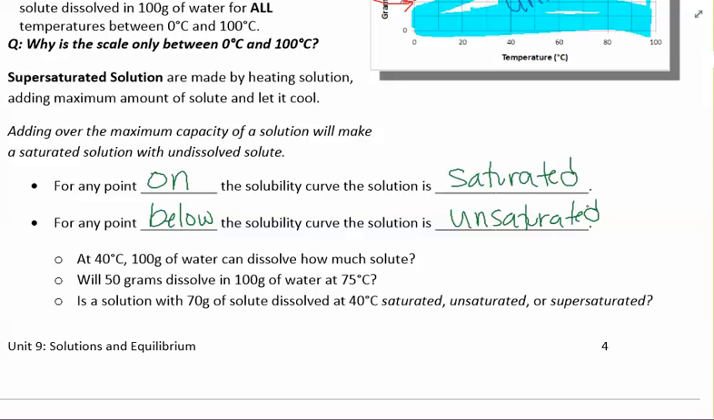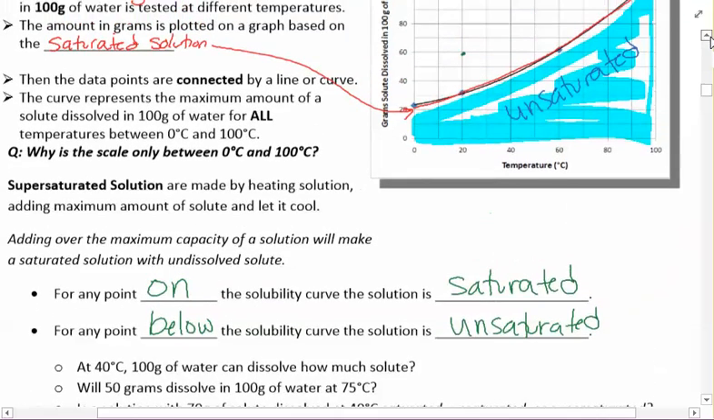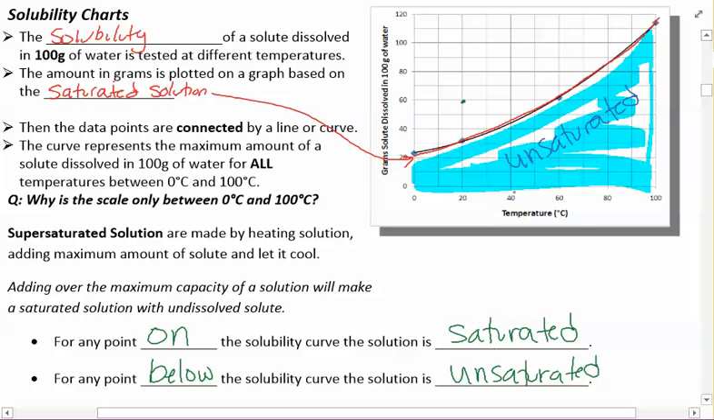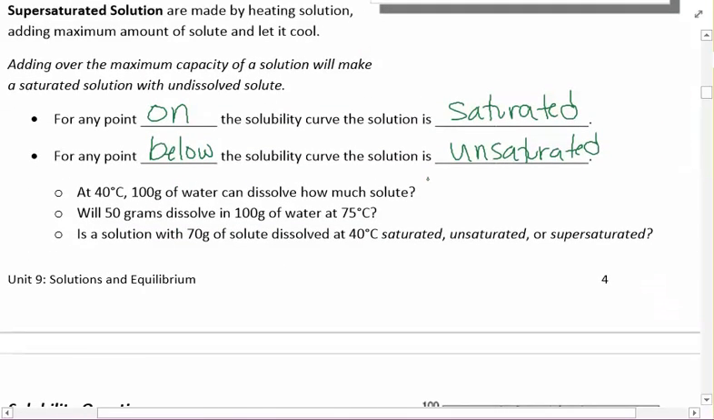So here's a few example questions of things you could see. At 40 degrees Celsius, 100 grams of water can dissolve how much solute? Taking a look at our graph, we would find 40 degrees Celsius, and we would estimate that this would probably be about 44, 45 grams of solute. So I'm going to say 44 grams. Normally you would know what the solute is, but on this particular graph it doesn't tell you that.